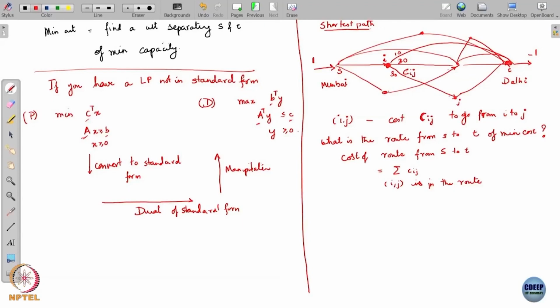Okay. So, let us write out some variables, and I will explain to you how this works out. Suppose x_ij.